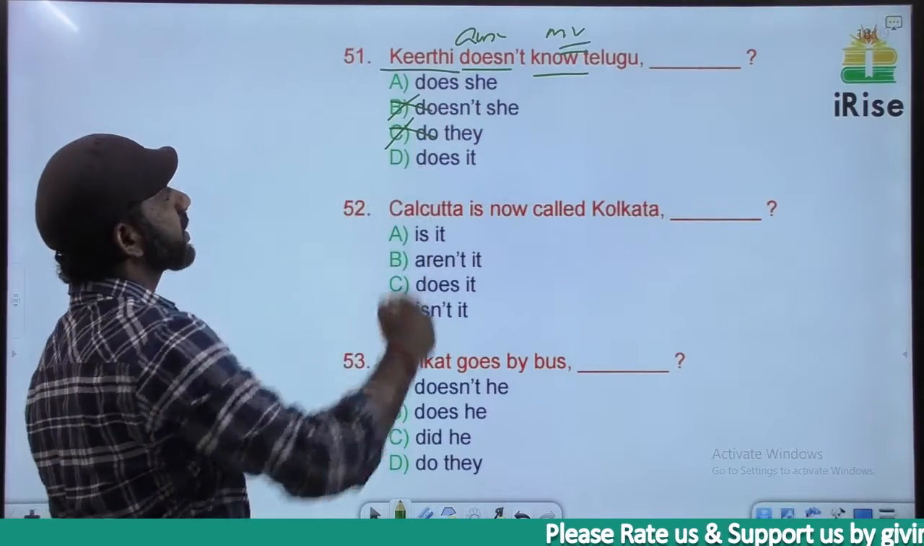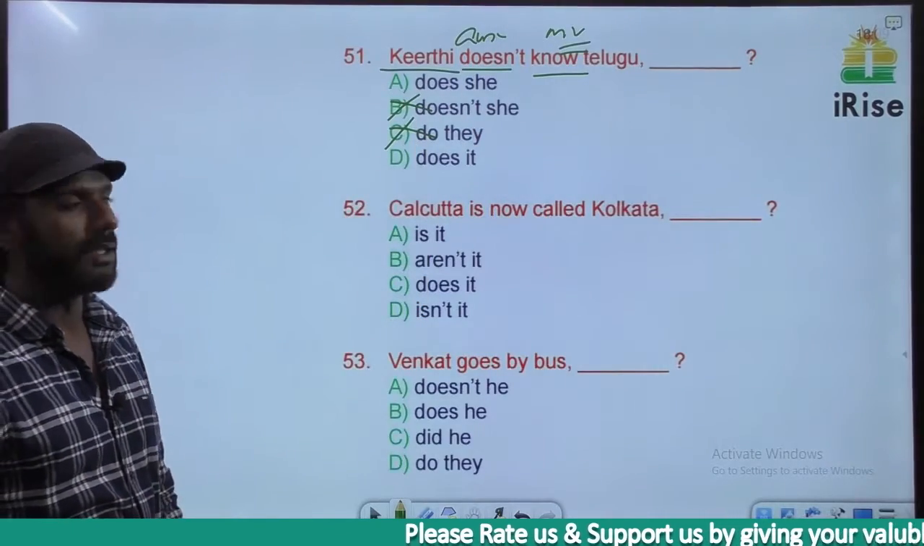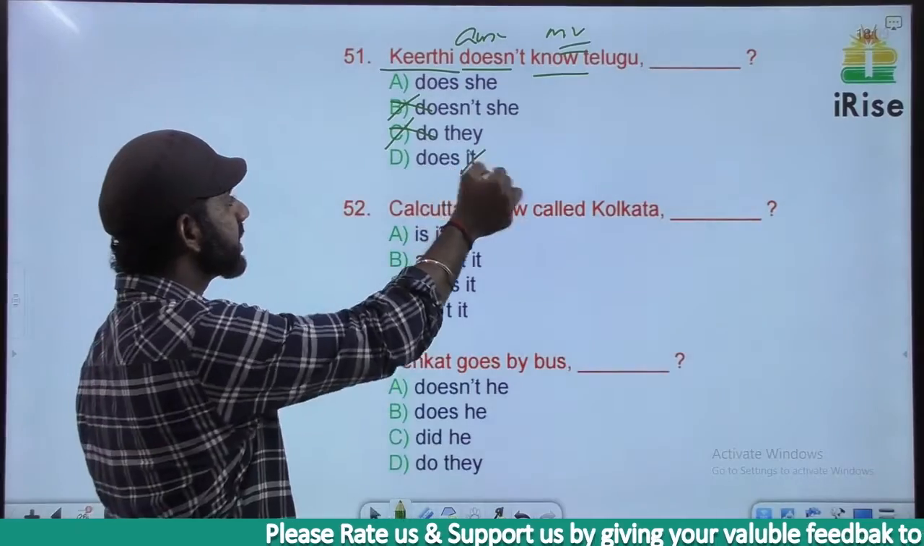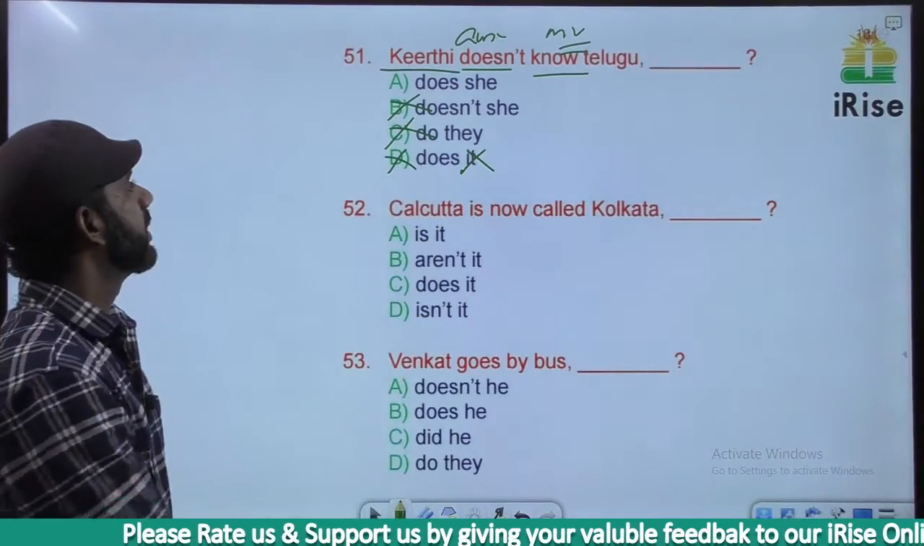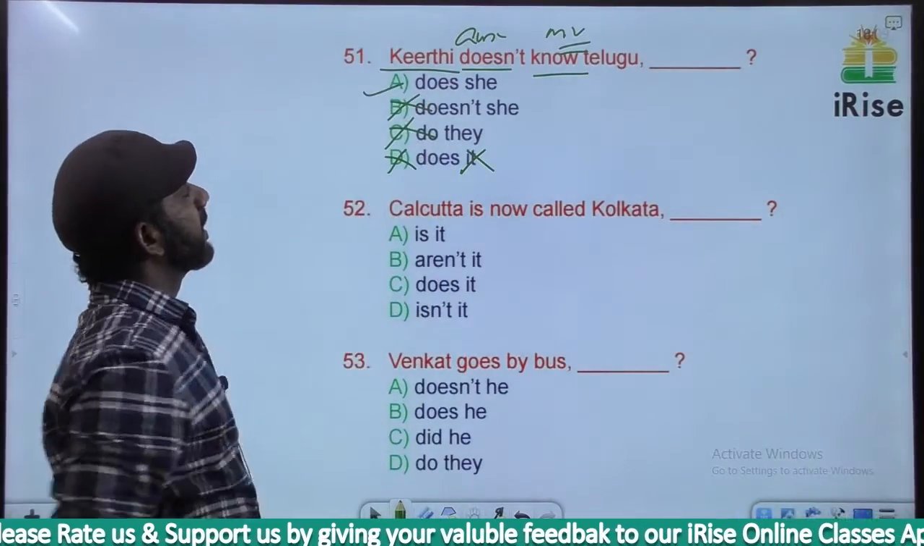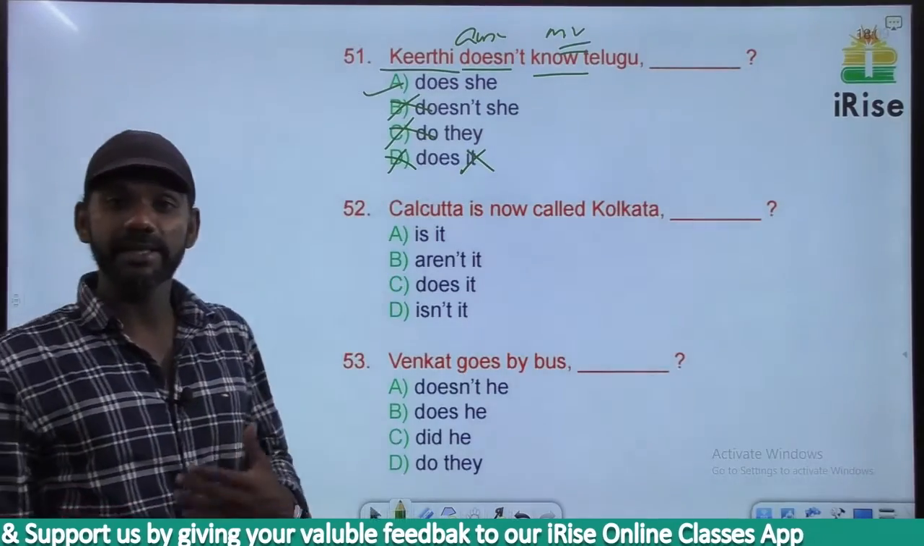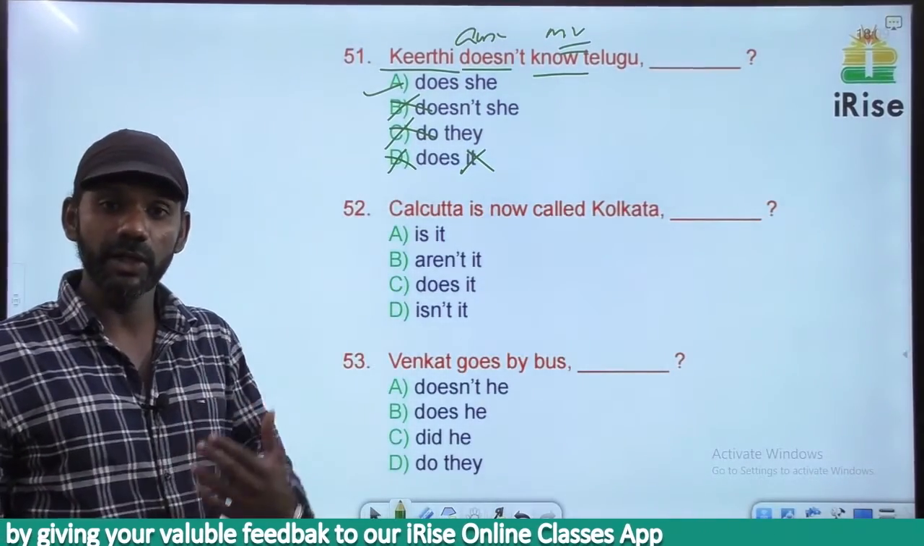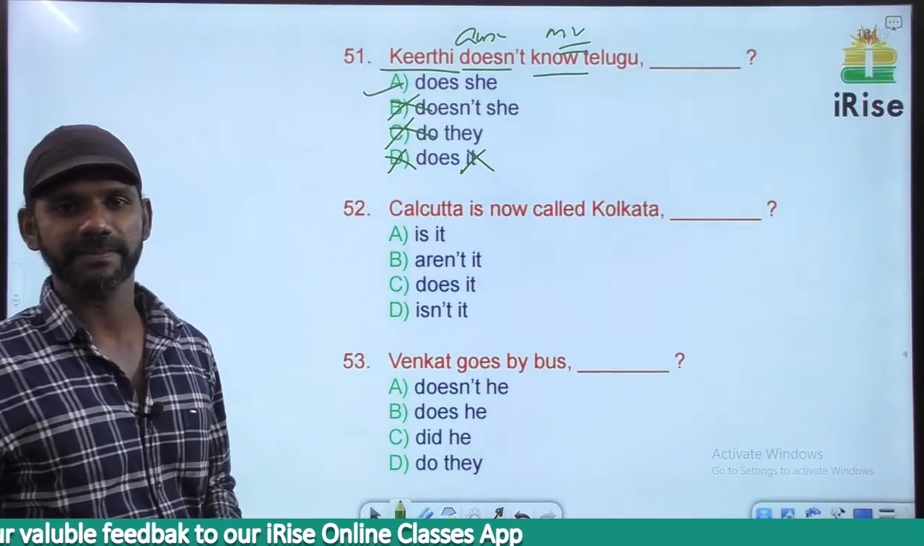The subject here is Kirti, female, singular. So based on that, it is eliminated. It is for non-living things. Gone. It must be does she. Kirti doesn't know Telugu, does she? Does she means, does she know Telugu? That's the meaning.